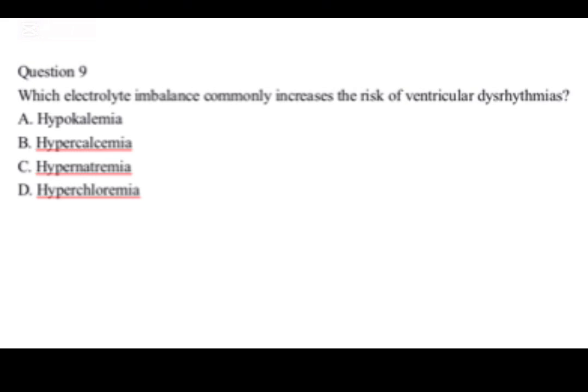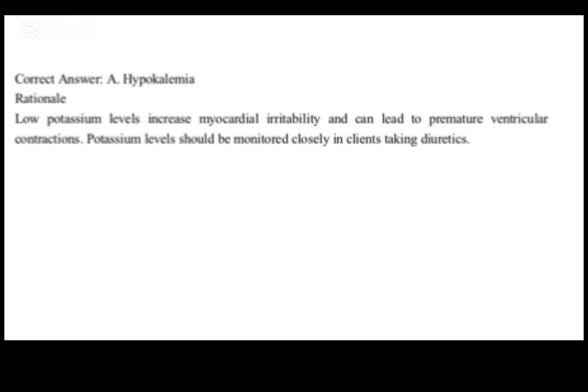Question 9. Which electrolyte imbalance commonly increases the risk of ventricular dysrhythmias? A. Hypokalemia. B. Hypercalcemia. C. Hypernatremia. D. Hyperchloremia. Correct answer, A. Hypokalemia. Rationale. Low potassium levels increase myocardial irritability and can lead to premature ventricular contractions. Potassium levels should be monitored closely in clients taking diuretics.